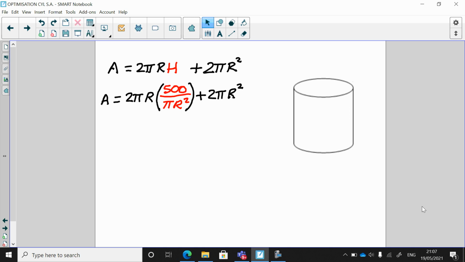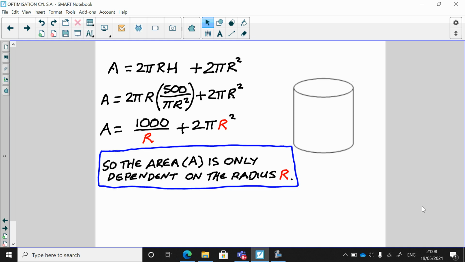Right, let's change everything to black. Let's simplify the 2 pi r times 500 over pi r squared, and hopefully your algebra can cope to get that. That's us now. We've got an expression for A only in terms of r. And they like to say it's dependent only on r. So A is a function of r. So we're going to go and find this minimum value.